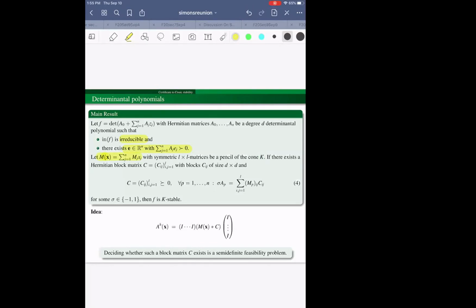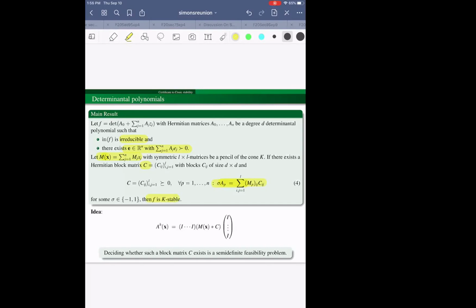Then the theorem claims that if there exists a Hermitian block matrix C, which is also known as the Choi matrix, a block matrix, with this combination, then F is always K-stable, or conic stable.